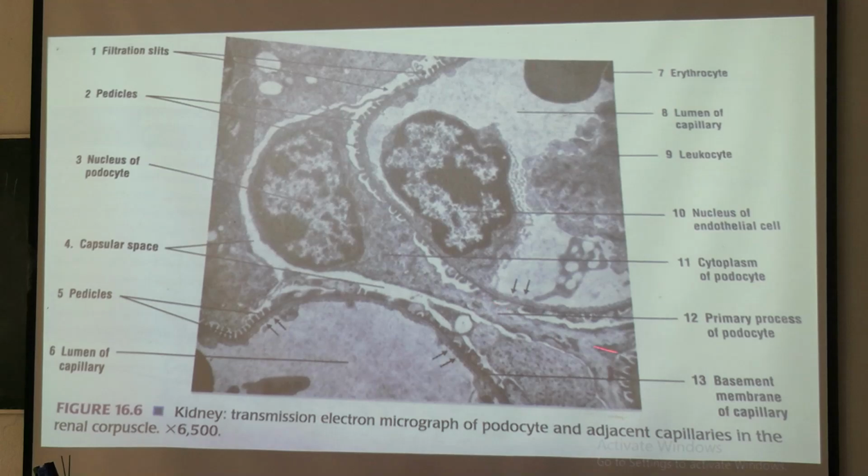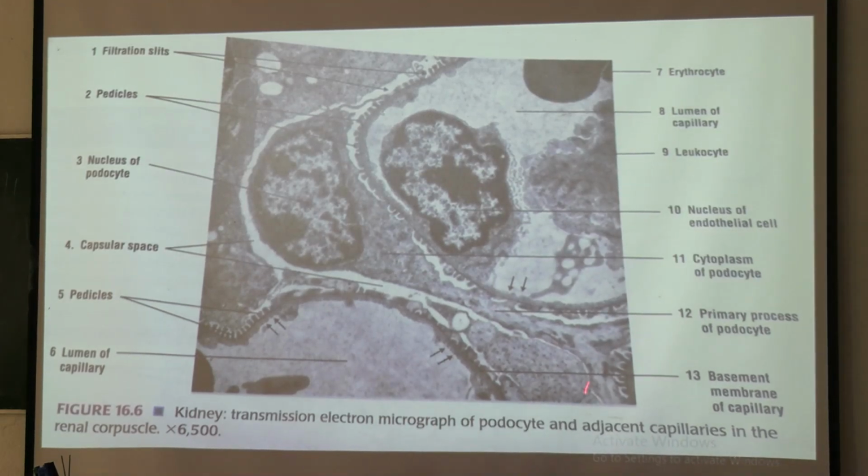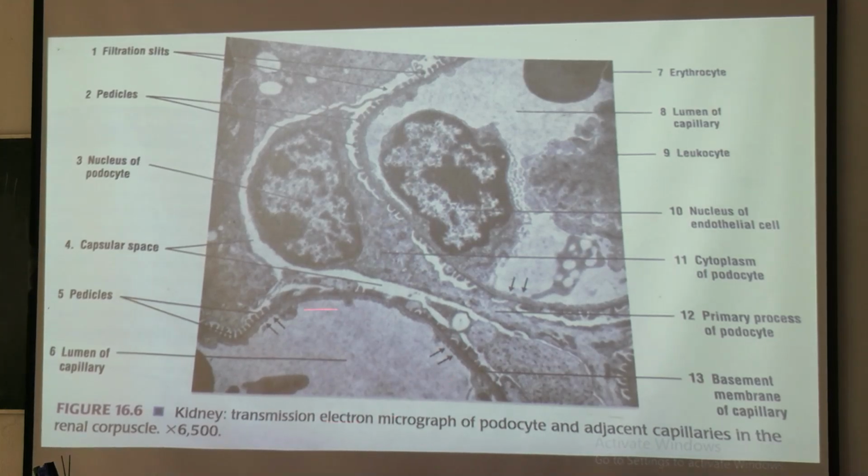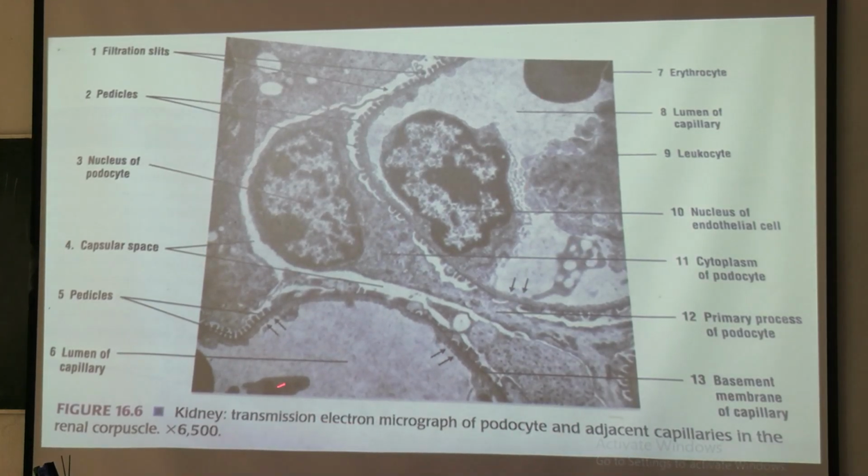So this is the primary process. After that, there will be a secondary process like this. And this is the lumen of the capillary. You can see the blood cells. This is also a lumen of a capillary.